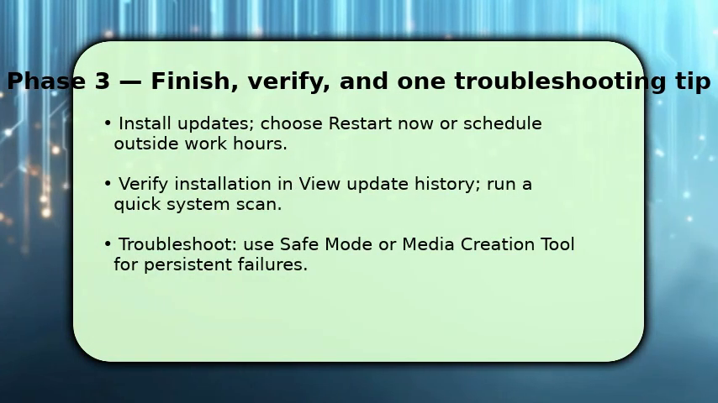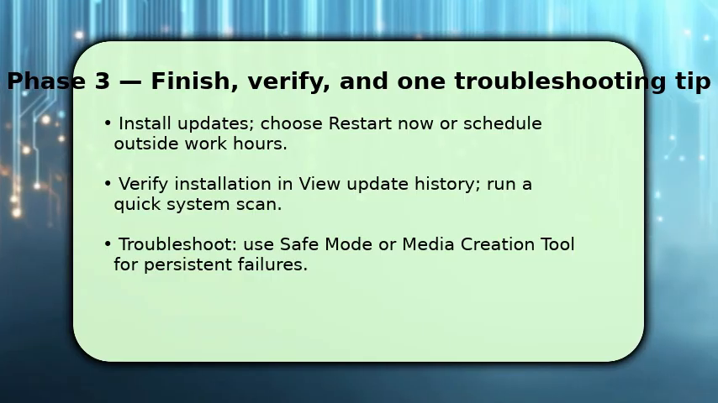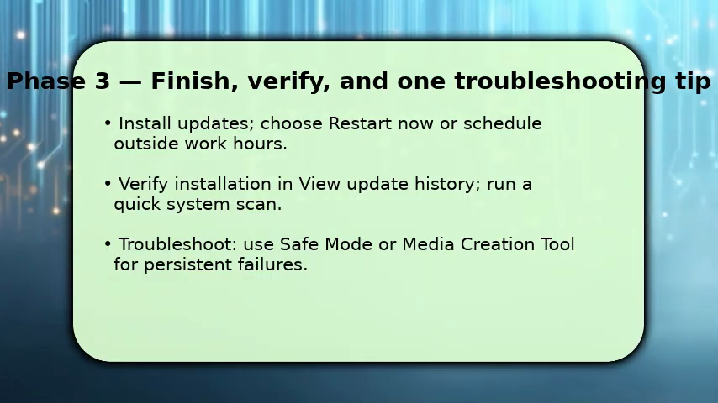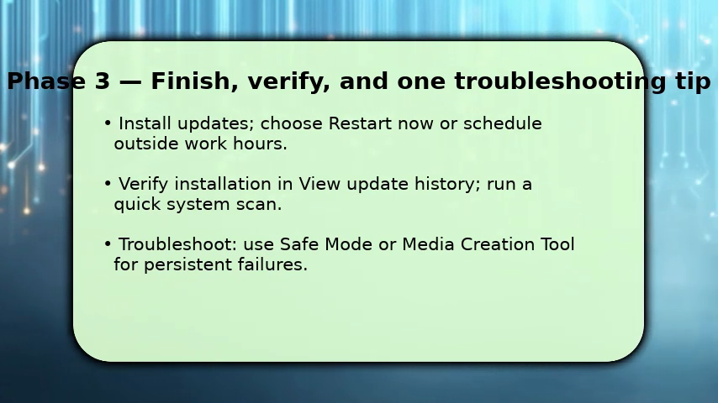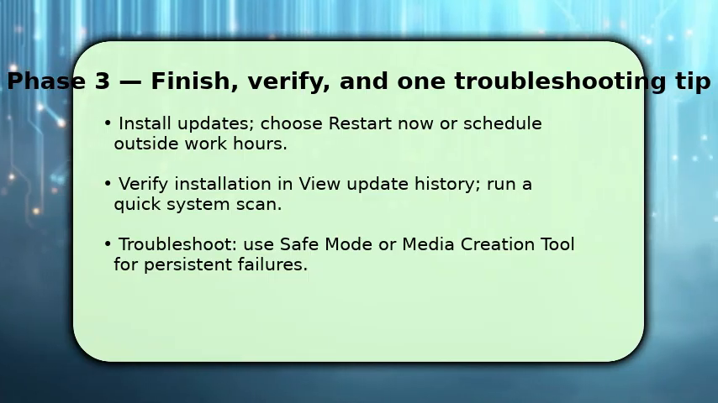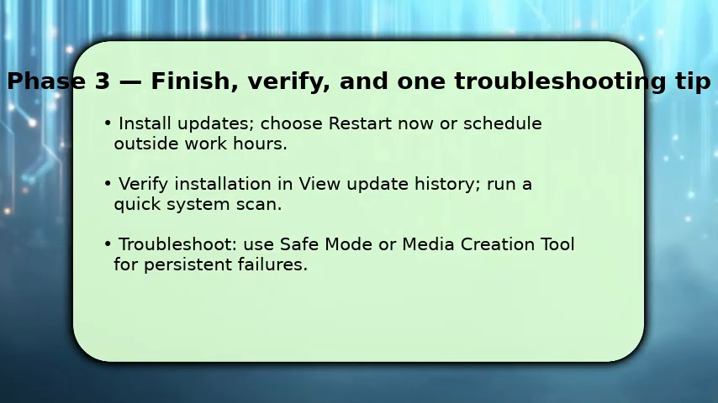You proceed to install available updates, and when prompted, pick Restart Now or schedule the restart for a convenient time. After reboot, go back to Windows Update and open View Update History to confirm successful installs. Then run a quick system scan and test key apps.